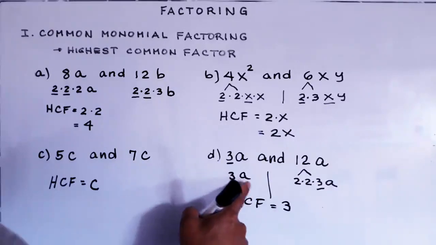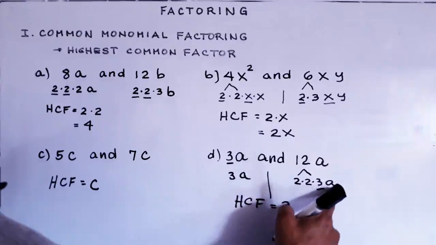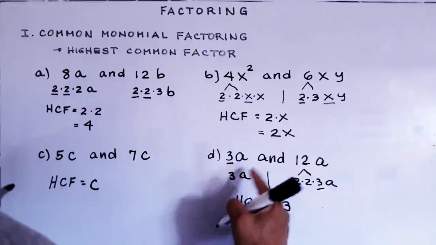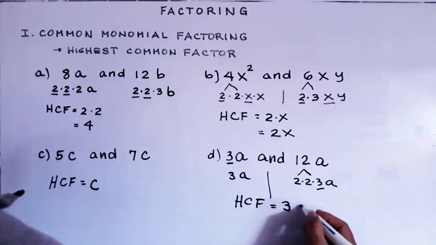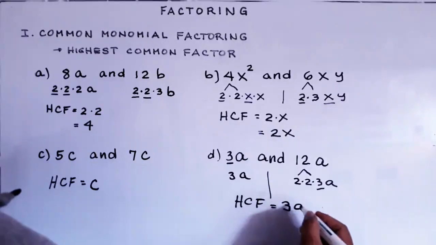And then the letter A. After the number, the letters. Okay, we have an A here. What about on the other side? Do you have an A? Yes, there is an A there. And A is common to these two expressions. So we write the A here, and that is our highest common factor.